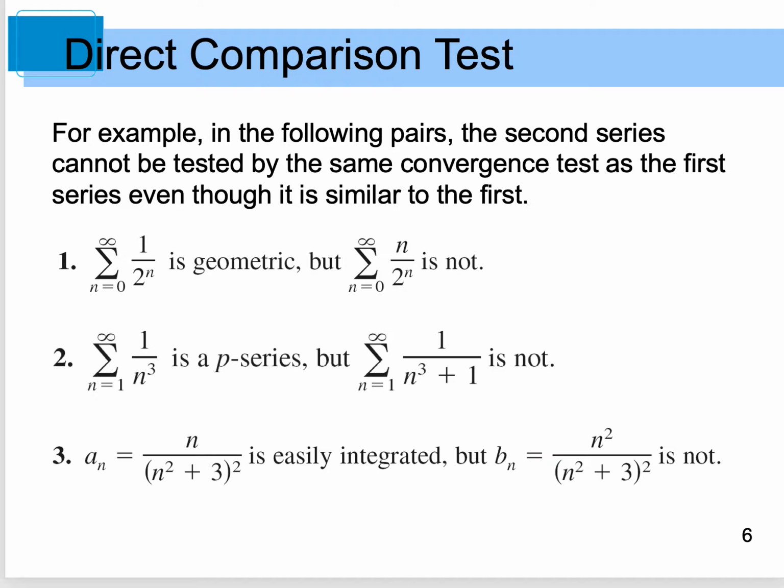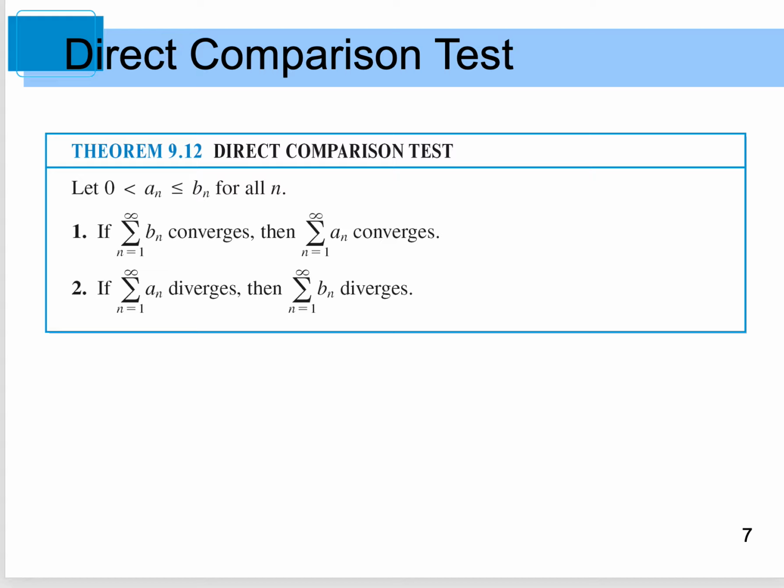So I need to know that for a direct comparison test, I can compare this to something else. Okay, so if I have 1 over 2 to the n, I know that's geometric and I know that it converges. I can compare 1 over 3 to the n to the same thing. If I look at number 2, I can say, oh, that's a p series, but this other one is not a p series, so the rule can't technically be applied there. Same thing with 3. It's easily integrated, but the other one is not easily integrated. So it's looking at pairs that have a similar partner, but not completely available.